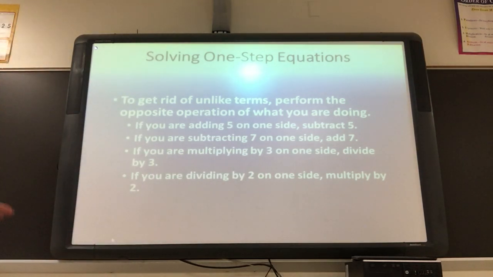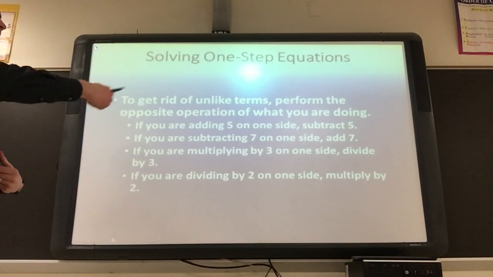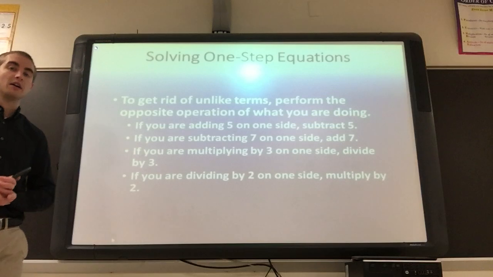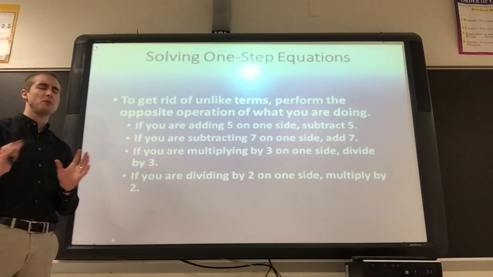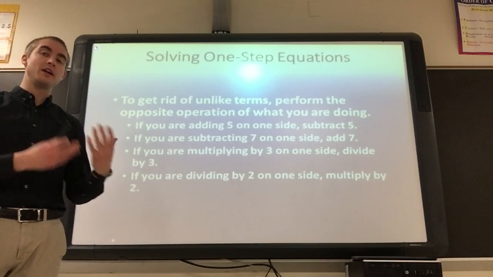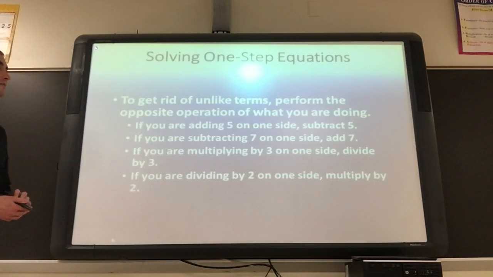So whatever we need to get rid of, we're going to look at the operation that we're doing. If we're adding, we need to subtract the same thing. If we're subtracting, we need to add the same thing. And that's going to allow us to get rid of these unlike terms. When we start doing some examples, I'm going to show you why this works, why we can do the opposite operation, and it's going to help us get what we need.